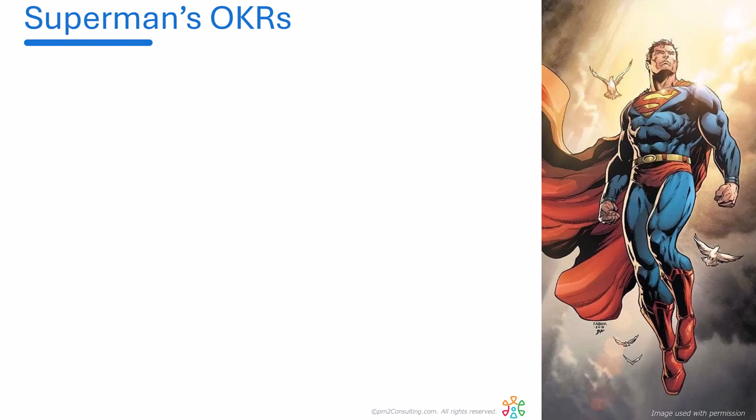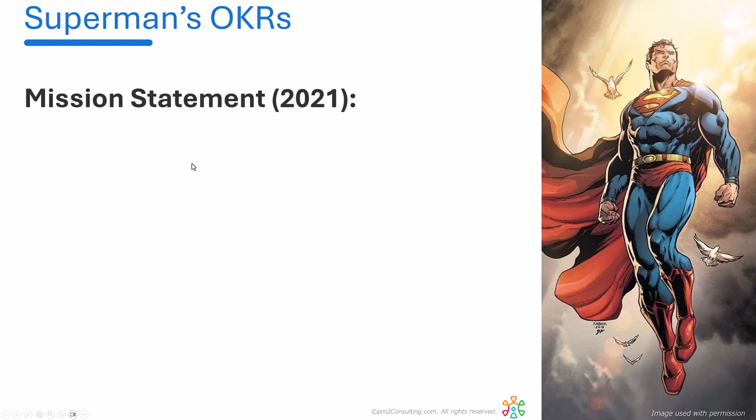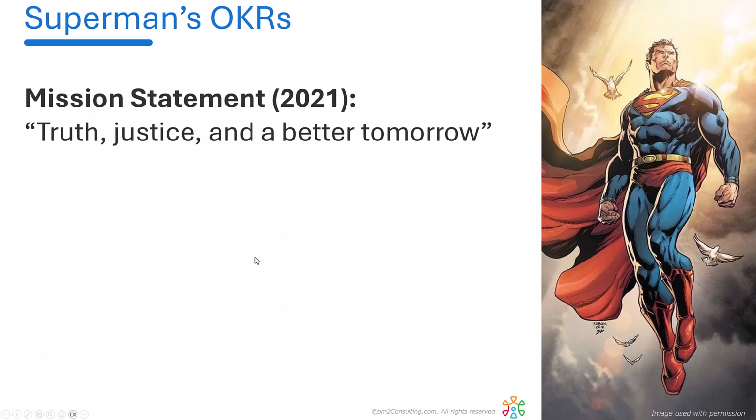I'm going to have a little bit of fun and use Superman as a way to explain the principles behind objectives and key results, or OKRs. So it turns out that Superman recently had a new mission. In 2021, his mission was changed to be truth, justice, and a better tomorrow.